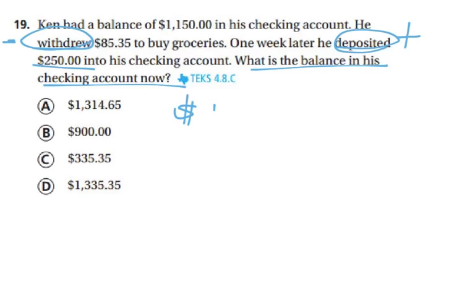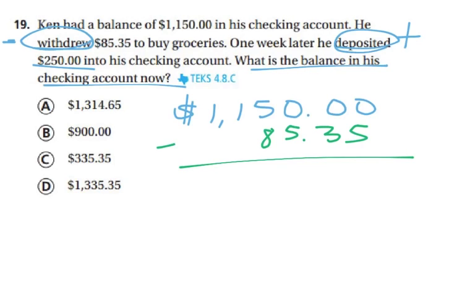So he starts with $1,150. And then he's going to subtract from that $85.35. I hope you're noticing that we're going to be subtracting across the zeros. Okay, let me add my dollar sign. Alrighty. So now I'm subtracting these amounts. I've lined them up. My decimals are on top of each other. I put my decimal in the answer.